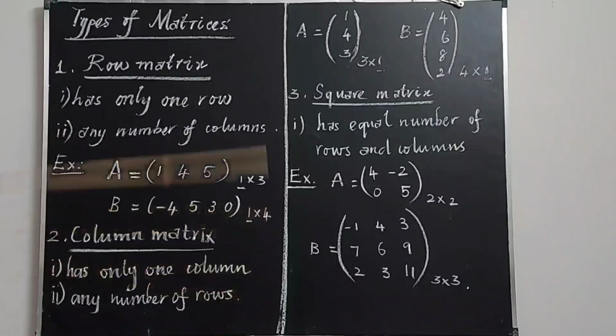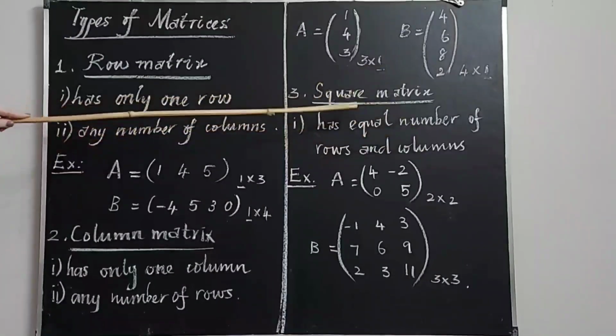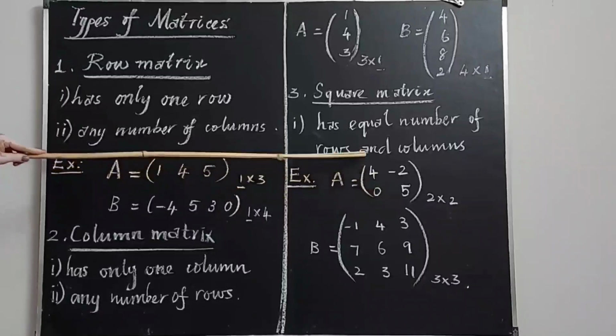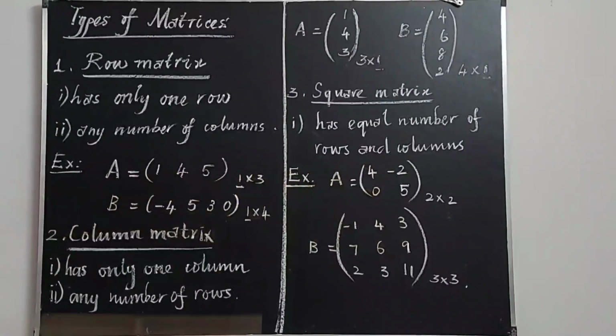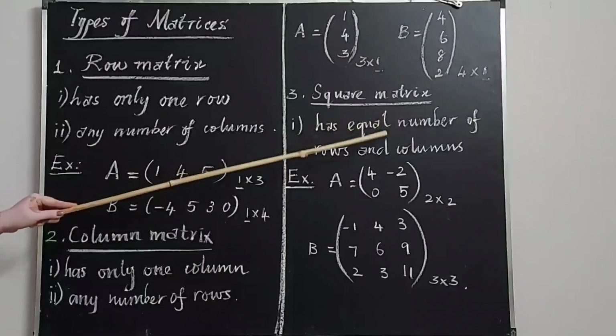No, it's not that. A matrix which has equal number of rows and columns. When it has an equal number of rows and columns, roughly it looks like a square. Therefore, its name is square matrix. So, what's a square matrix? A matrix with equal number of rows and columns.